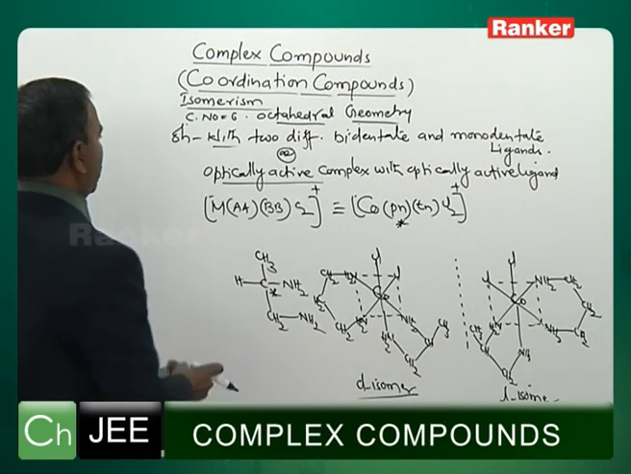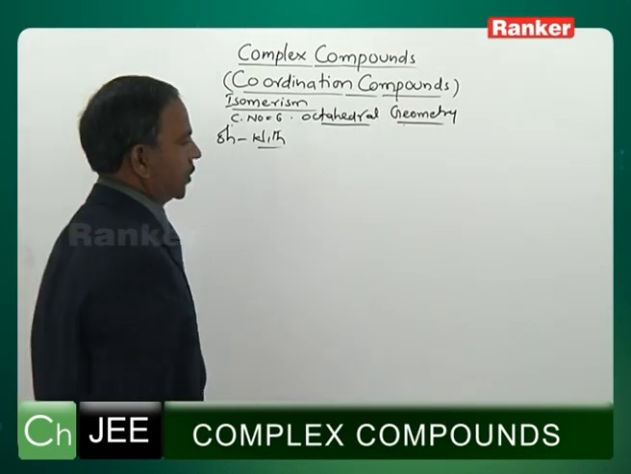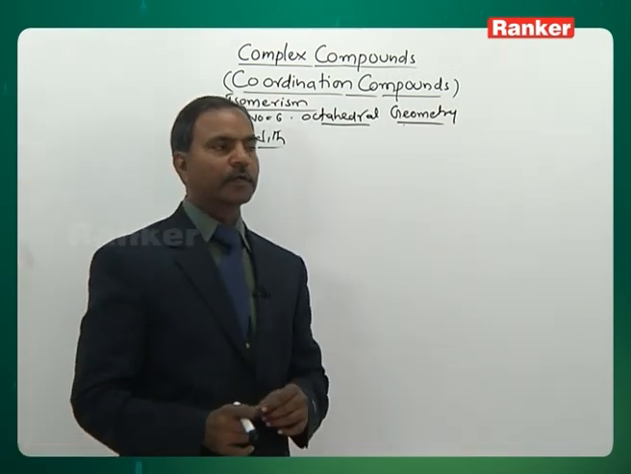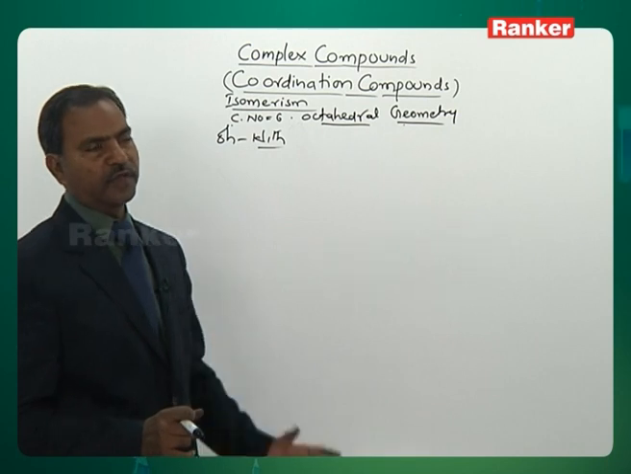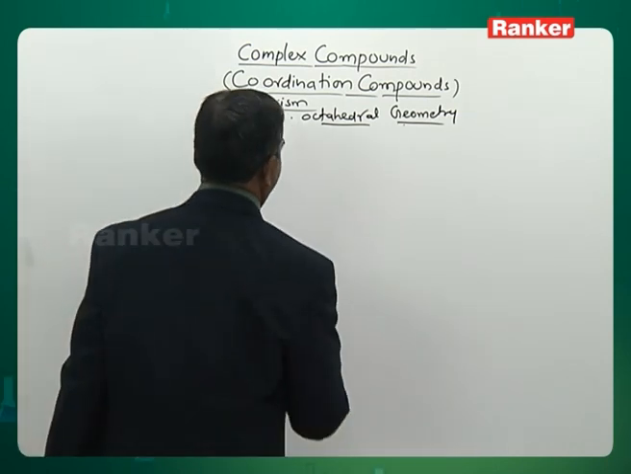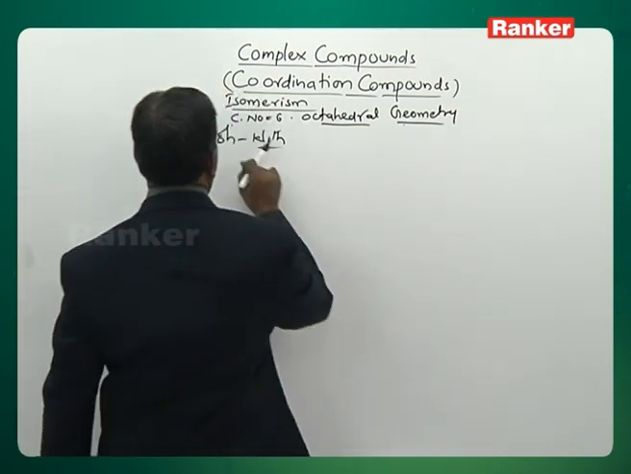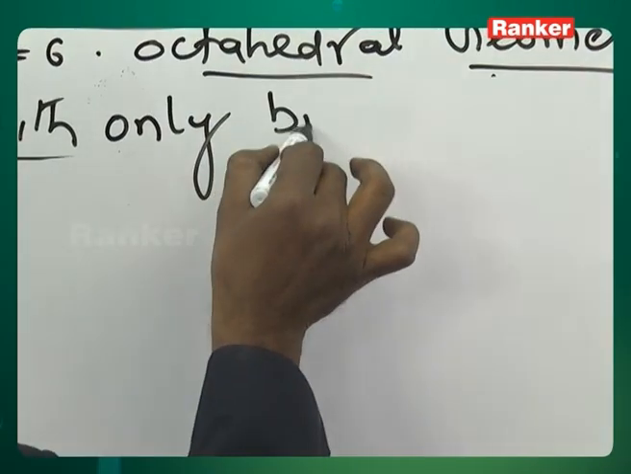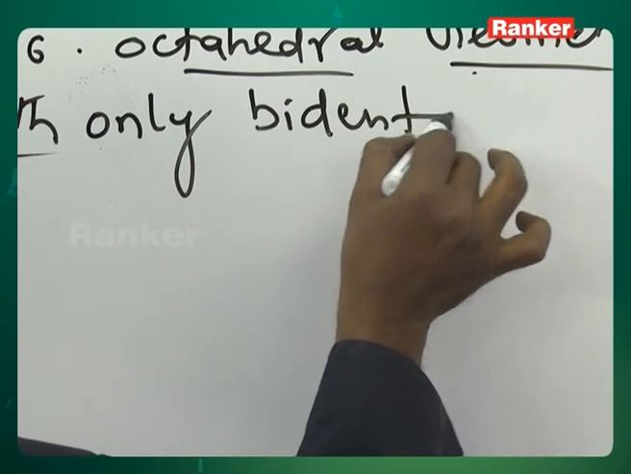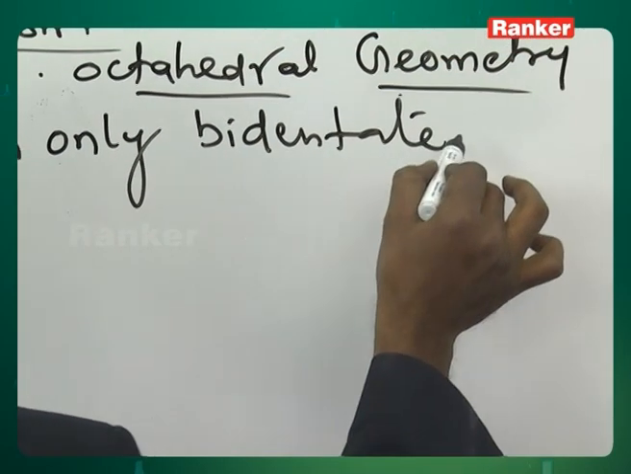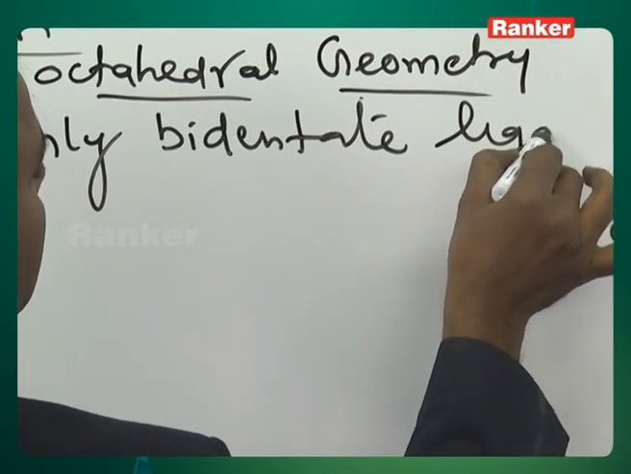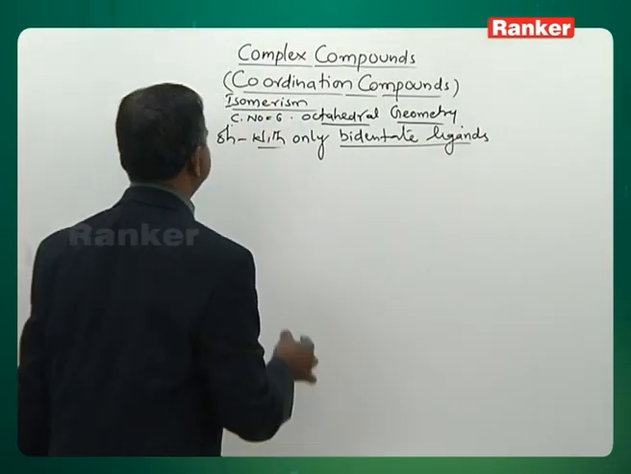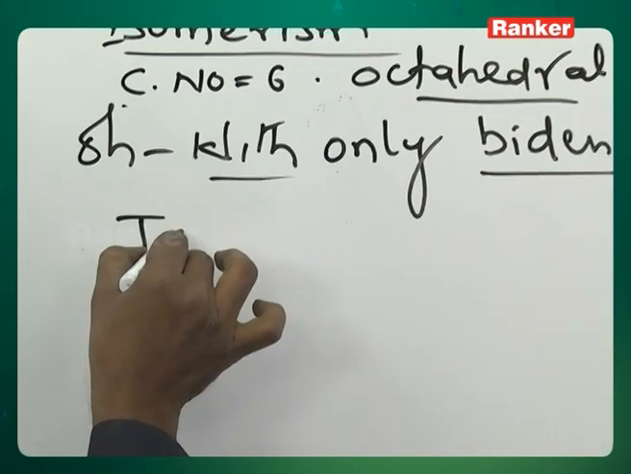With only bidentate ligands. But all these structures you have to practice once or twice, otherwise you cannot directly put them in the examination wherever required. Once or twice you have to practice on paper all these different models. Octahedral with only bidentate ligands. Under this, let us write the first types.